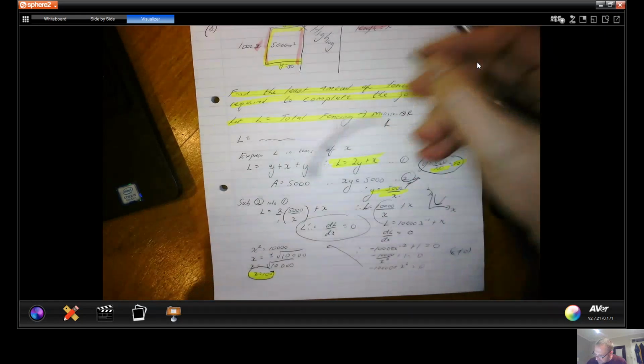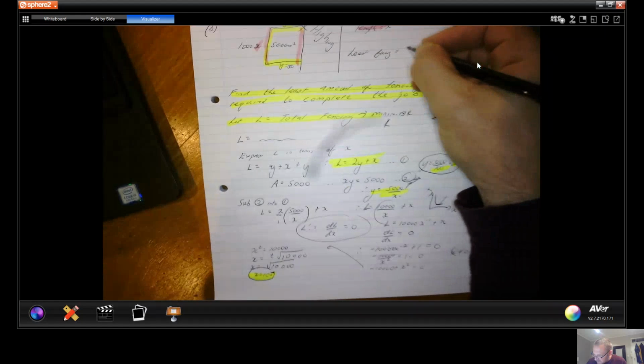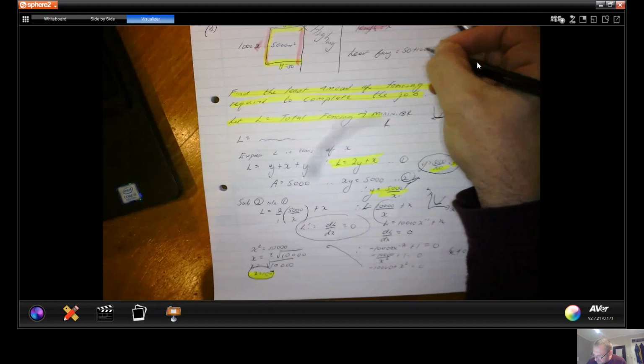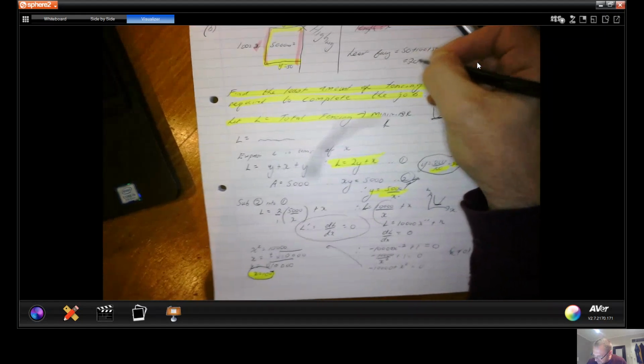Okay, so that's one way you could do it, and you could say, right, now that's 50, that's 50, that's 100. The question is, what is the least amount of fencing that we need? So the least amount of fencing is going to be equal to 50 plus 100 plus 50, which is equal to 200 meters of fencing is what you're going to need.